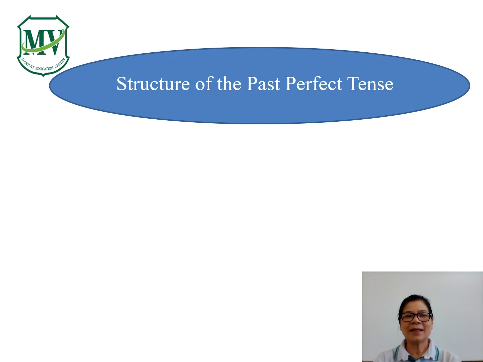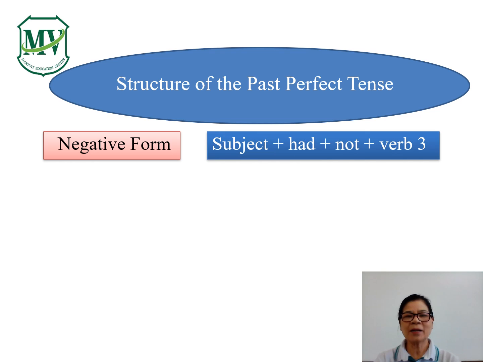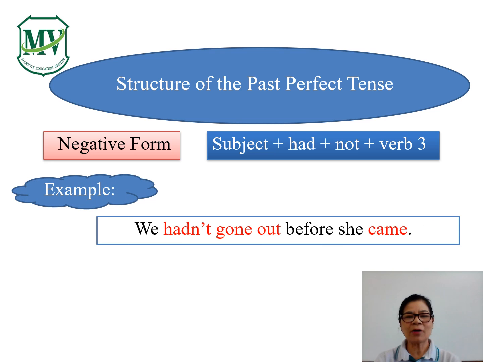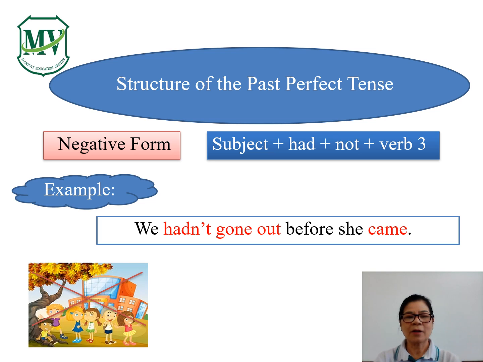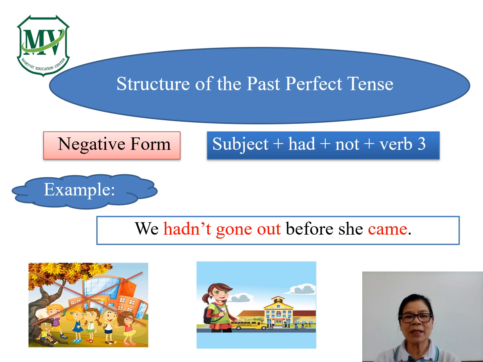Next, let's talk about the structure of the past perfect tense in negative form. It is subject plus had plus not plus verb 3. For example, we hadn't gone out before she came. The first event, we hadn't gone out, we use the past perfect tense. For the second event, before she came, we use the past simple tense.